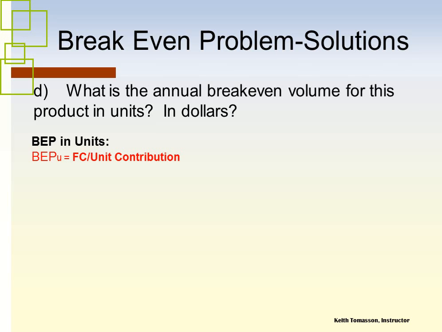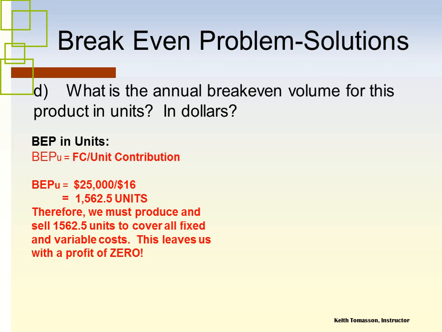And we know both of those factors because we calculated on the previous slide our fixed costs of $25,000. And we know that our unit contribution now is $16 per unit. So that means our break-even point in terms of the number of units is 25,000 divided by 16, or 1,562 and 1/2 units. So we now know that to generate a profit of 0, to cover all our variable costs and to cover our fixed costs, we need to sell 1,562.5 units. We'll keep in mind that's our break-even point, so we still have a profit of 0.